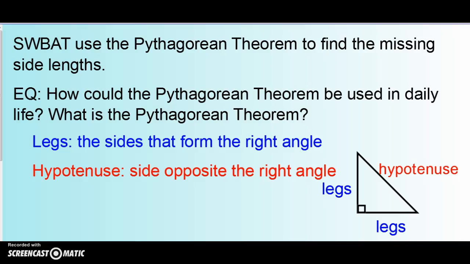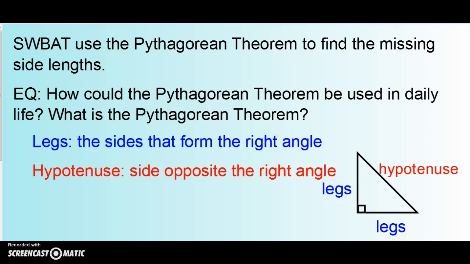Hello, this lesson is from page 482 in your student book, and the objective is you'll be able to use the Pythagorean theorem to find the missing side lengths. So your essential question is two parts. How could the Pythagorean theorem be used in daily life? And what is the Pythagorean theorem?